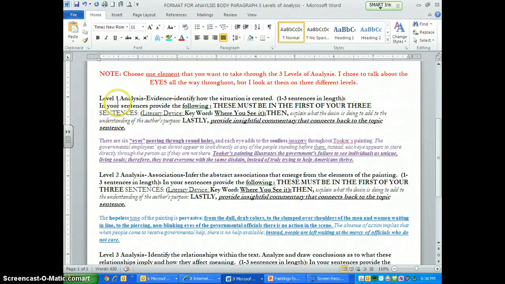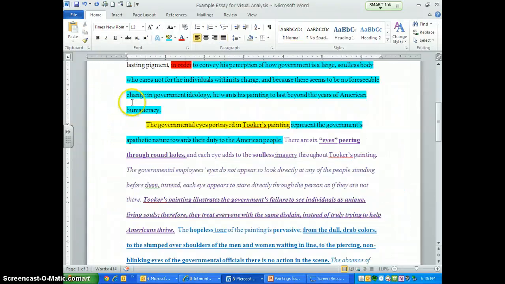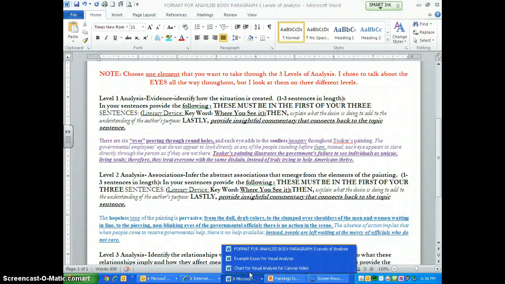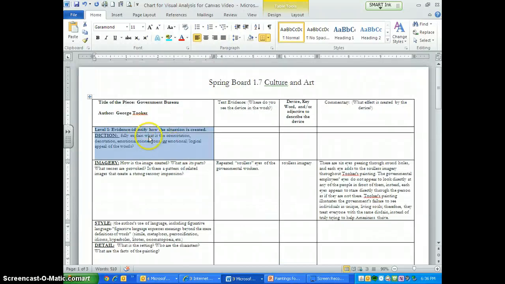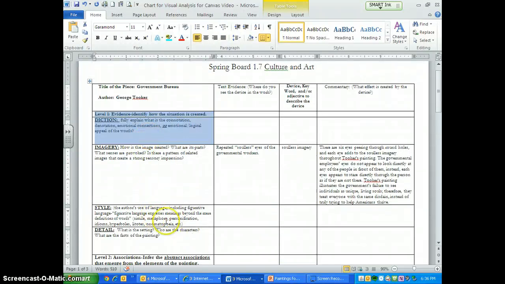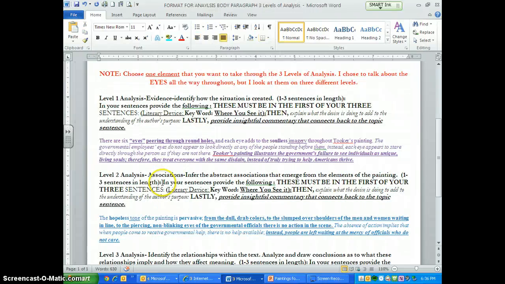So let's look at level 1. Remember, level 1 is diction, imagery, or style. Within those things are smaller options. I went with imagery since we have a painting. It seems easiest. But let's look and see what I did. There are 6 eyes peering through round holes, and each eye adds to the soulless imagery throughout Tooker's painting.